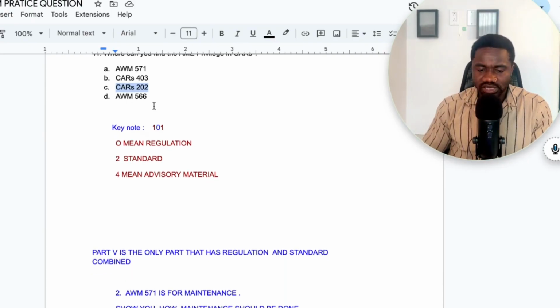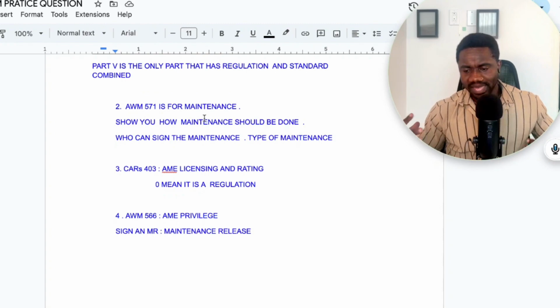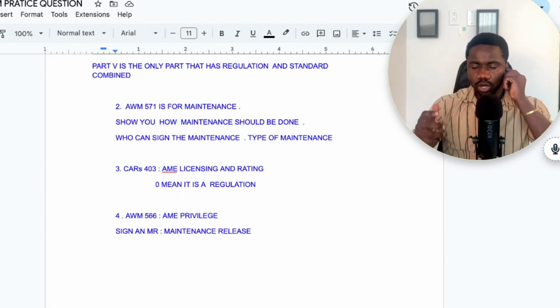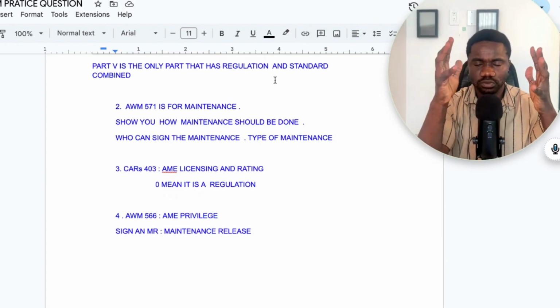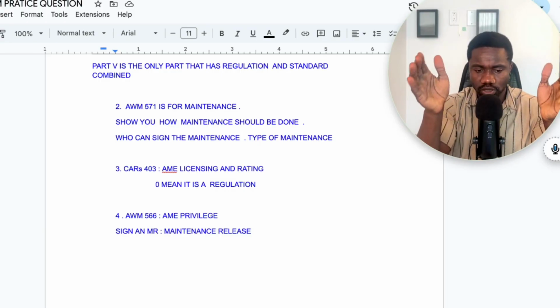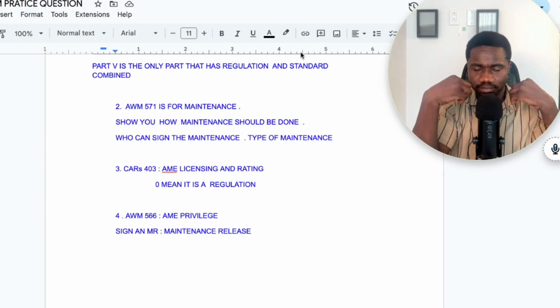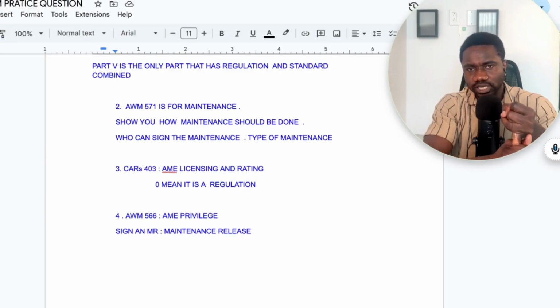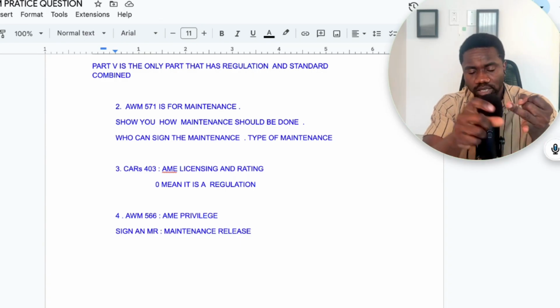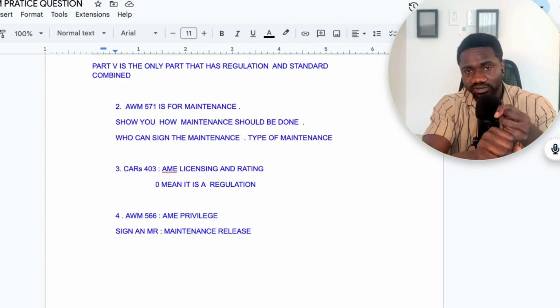And the last option is AWM 566. And this is mostly focused on AME, right? When it comes to the two things, three, there are some CARs parts you've got to be able to understand. And the reason why is because they are focused on AME. 403, that's where you can find AME licensing and everything. 566, that's where you can find AME privilege, right?